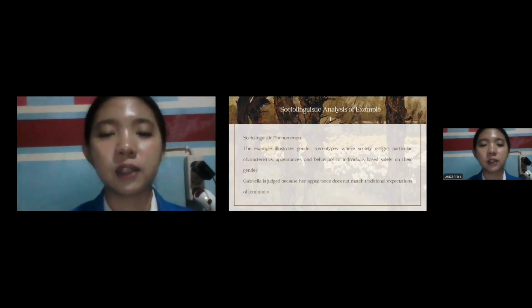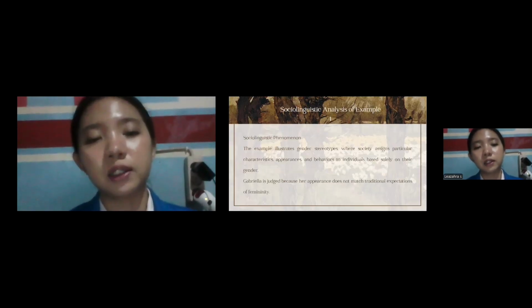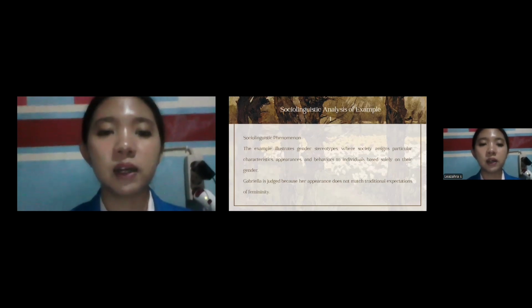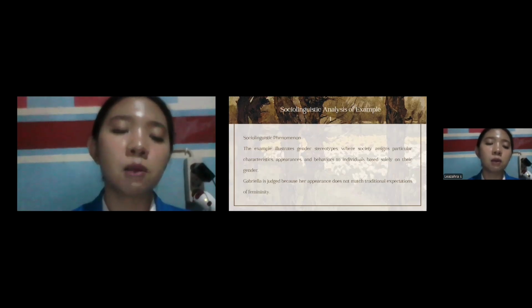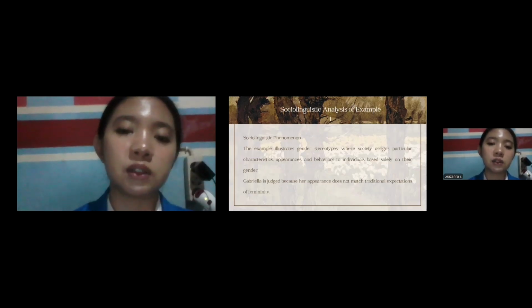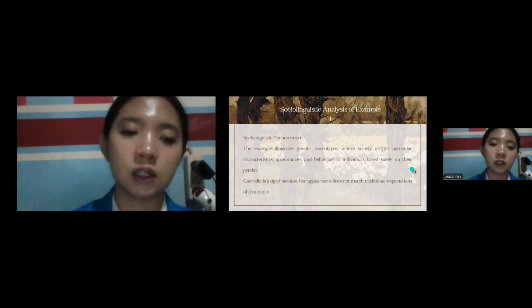Sociolinguistic analysis of example 1. The example illustrates gender stereotype where society assigns particular characteristics, appearance, and behavior to individuals based solely on their gender. Gabriella is judged because her appearance does not match traditional expectations of femininity.